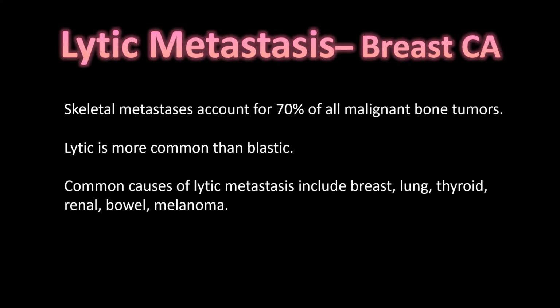So a very brief review of lytic metastasis, as this is a huge topic, but it is the most common aggressive malignancy, which accounts for more than 70% of all malignant bone tumors. And there are different presentations: lytic, blastic, mixed, and blowout mets, but lytic is going to be the more common, and there are lots of different causes for lytic metastasis, including breast, lung, thyroid, renal, bowel, and melanoma. And in this case, the patient had undiagnosed breast cancer, and that's what this ended up being, lytic metastasis from a primary carcinoma of breast cancer.